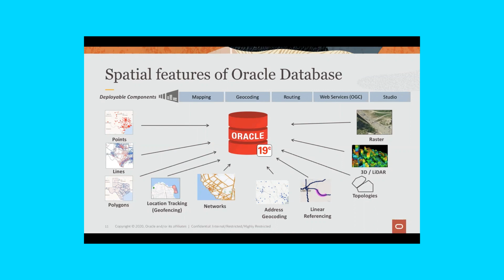Using the network data model, somebody can very easily build a network tracing application or a network routing application. And we also have something called location tracking and geofencing in the database. That means if you want to monitor things and see how they live and enter your regions of interest, you can track those moving objects on top of the database. And we also have some specialized data types. For example, raster is one such specialized data type.